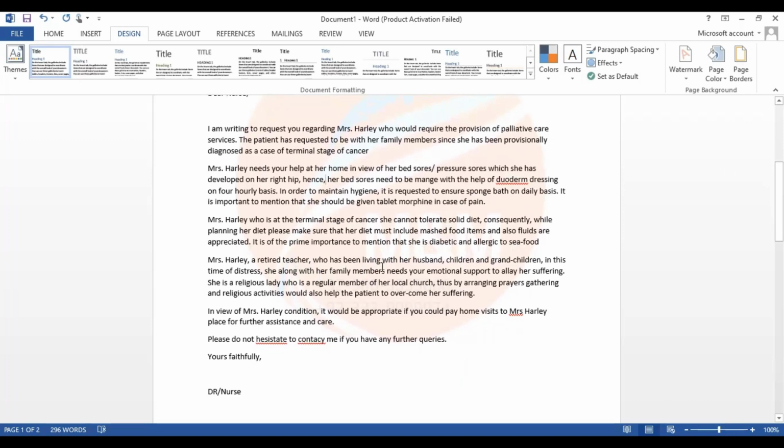Then socioeconomic details, we have to write them down, together with the psychological support and then the religious aspect. And then we have to close the letter, right? In this way, we have to close the letter. Okay. So if you have any further queries, we can write that down. Then Yours faithfully, leave one or two lines, and doctor or nurse, right?